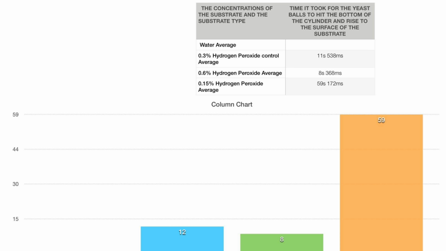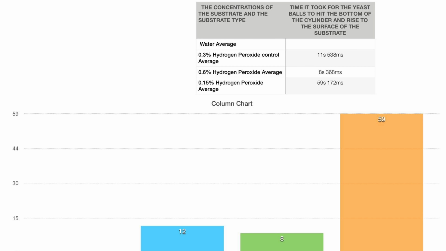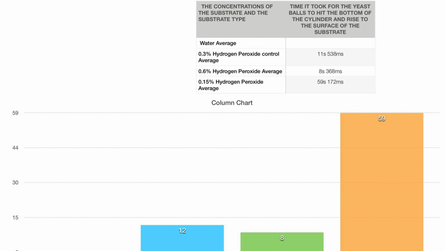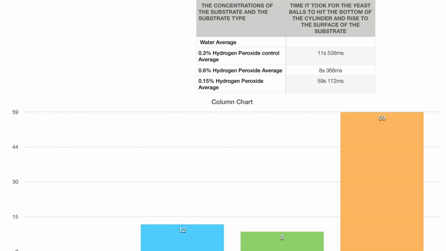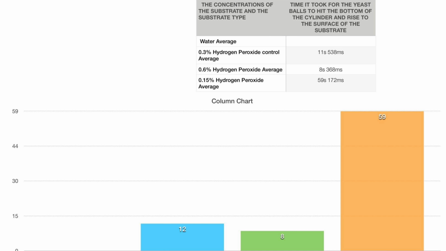And in this experiment or lab, I did the trials 5 times, and I got the averages. So here are the concentrations of the substrate, the substrate type I had, and the time it took. The water average never came up, and it really shouldn't, because there aren't any enzymes for the substrate to react with to create the oxygen to give it the buoyant force.